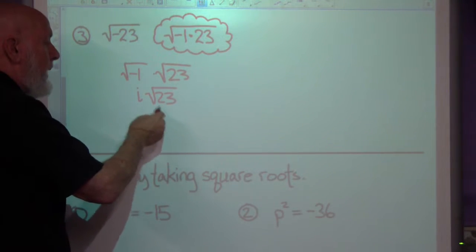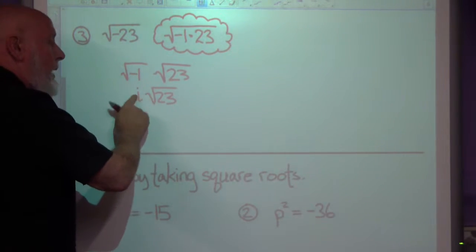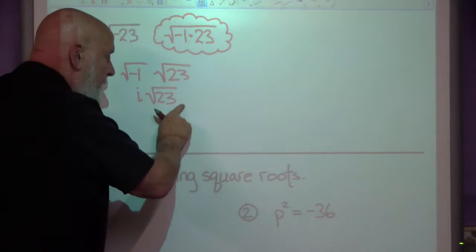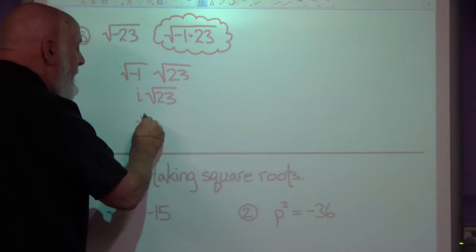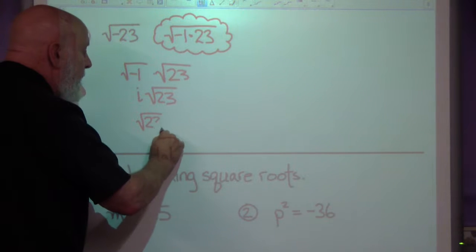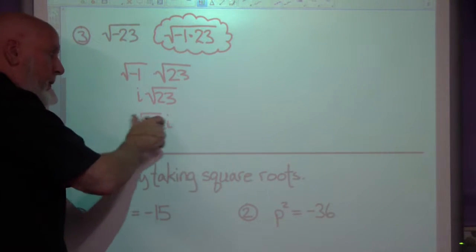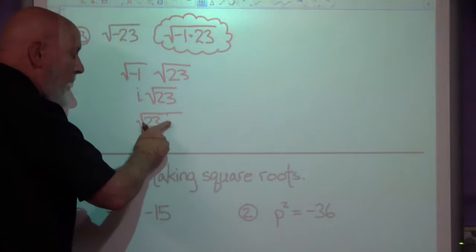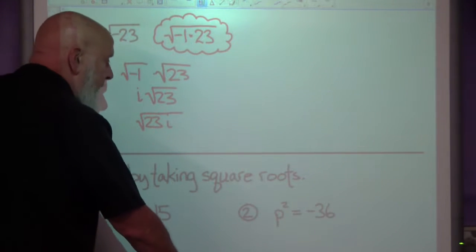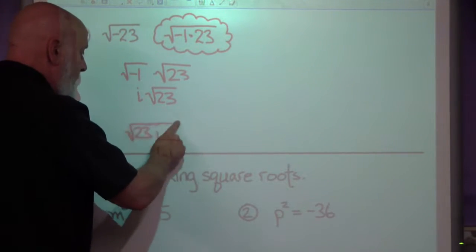I radical 23. I leave my answer like this with the i on the left so it doesn't look like it's under the radical. But if you want to put your radical first, that's fine. Just make sure that the i doesn't look like it's under the radical. Don't make this radical symbol so long that the i looks like it's under there with it.